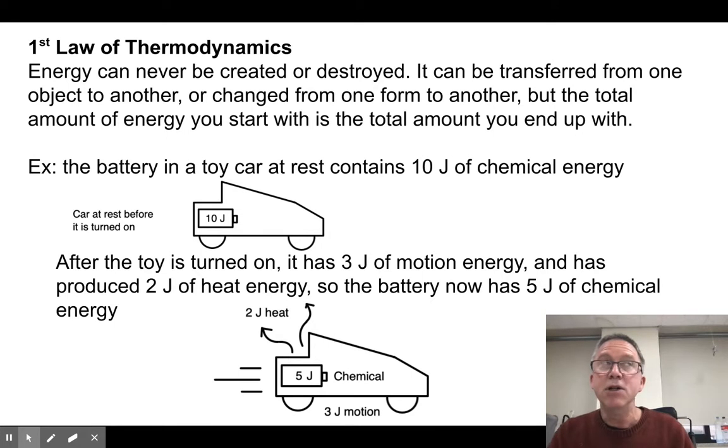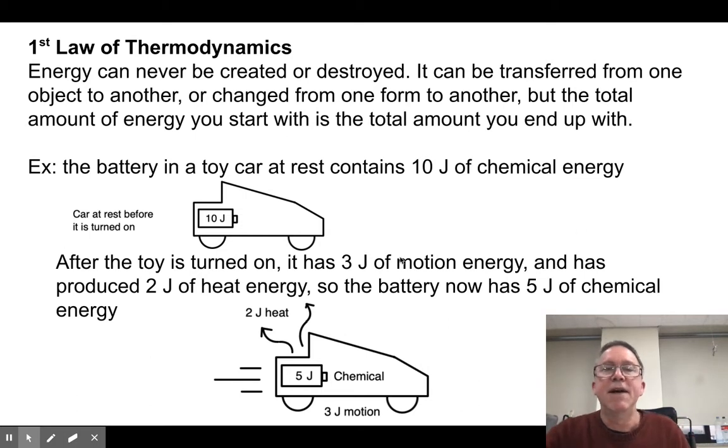You can transfer it from one object to another, from the sun to the ground. You can change it from one form to another, from light to heat, but you can never create or destroy it. However much you start with is the amount you end up with, always. There's never any energy that is just lost. When we talk about loss, what we really mean is it got converted to heat, which is hard to use. But let's just look at an example here.